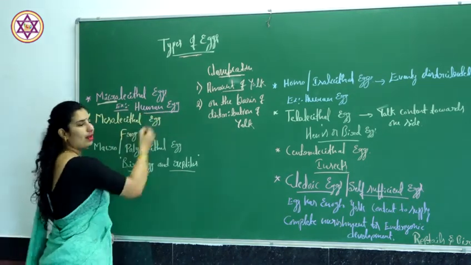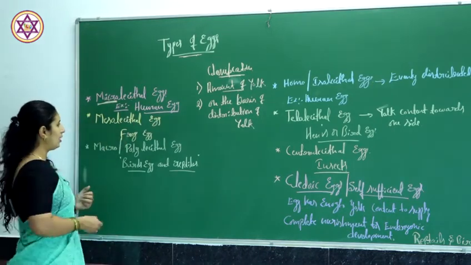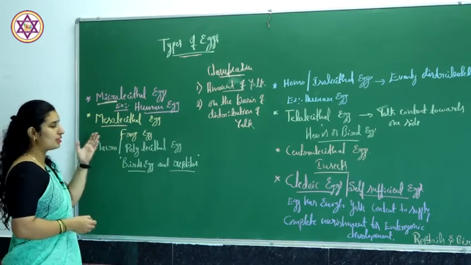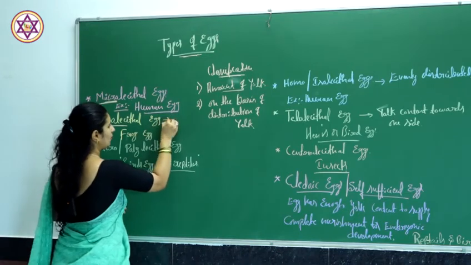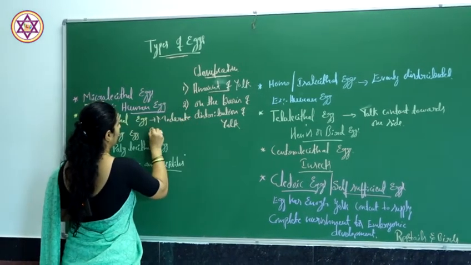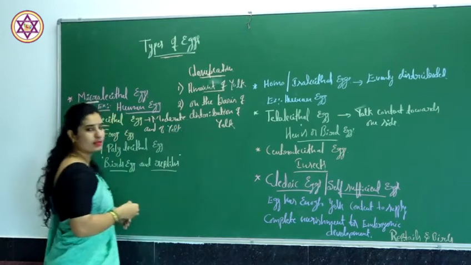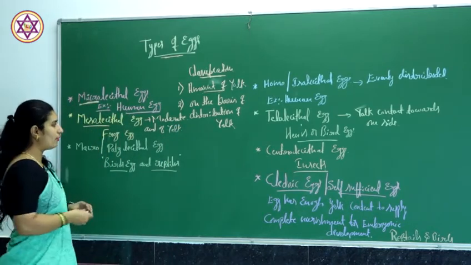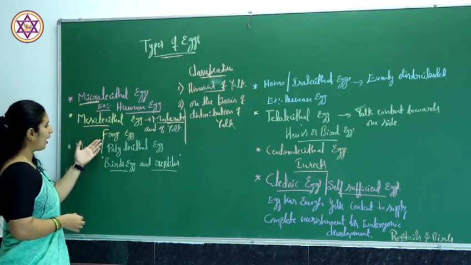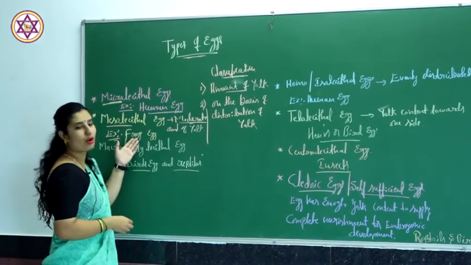The example for microlecithal eggs is the human egg. The second one under the amount of yolk is mesolecithal eggs, which means a moderate amount of yolk is present. If a moderate amount of yolk is present, then it is called mesolecithal eggs, and the example is frog eggs.